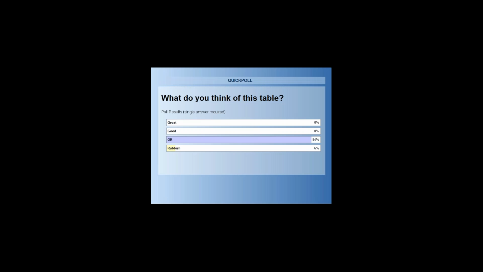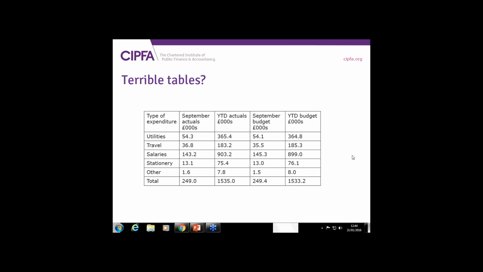I'm going to share the results, and it's no surprise to me that actually most of you have said it's okay. A few of you think it's rubbish, but most of you think it's okay, because this is actually fairly typical of what we see. Let me hide those and go back to our screen. So, fairly typical. Actually, it's fine, isn't it? It gives us the information we need. But I think there are some ways that we can make this clearer and better for the reader, to be able to communicate our key messages, but also to make it more pleasant to read.